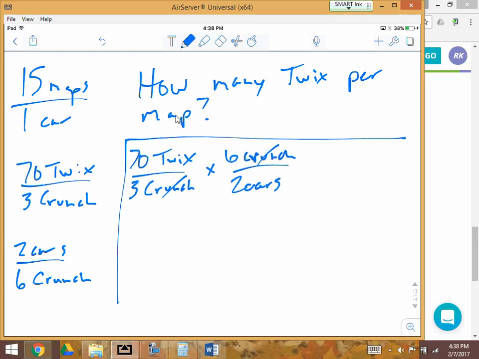Now, I have cars. I really don't want cars. I want maps. Okay. So now I got to come up here. So I'm actually using all 3 of these things. All right. So remember, you just have to use at least 2 of them. Now I want to get rid of cars, so I'm going to flip that. I'm going to put 1 car on top, and I'm going to put 15 maps on the bottom. That lets me get rid of the cars, and I'm left with maps and Twix. And it's actually Twix per map, and I actually have Twix on top, so it'd be Twix per map. So that worked out pretty well.